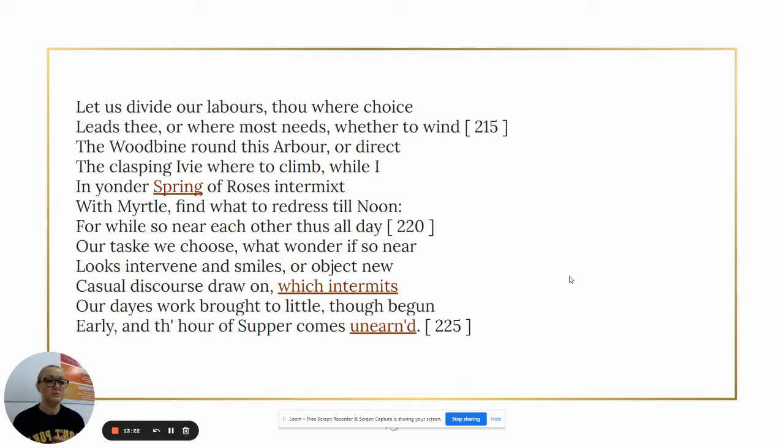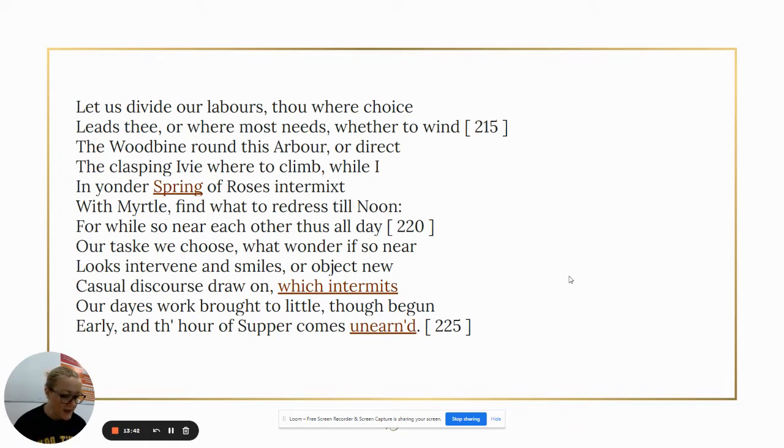Until noon, because we keep getting distracted by each other. You know, what wonder is it if being so near to one another, looks intervene and smiles. And so our day's work is brought to little. They'll be begun early, and the hour of supper comes unearned.